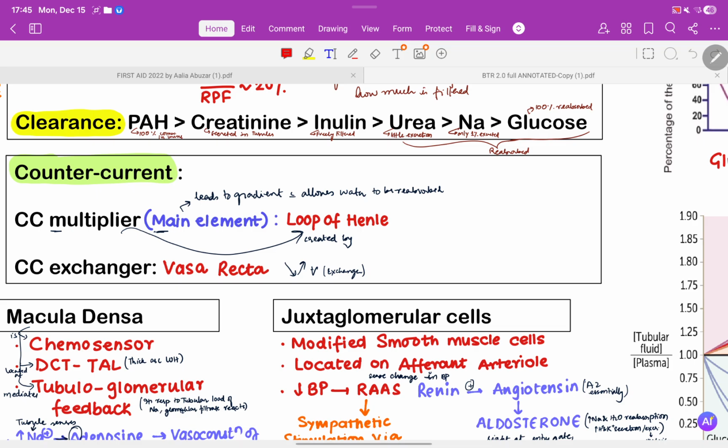Then the exchanger is the vasa recta. If you look at the V shape, it looks like down and up, exchanger. So the multiplier is the loop of Henle and is the main element. The vasa recta is an exchanger.